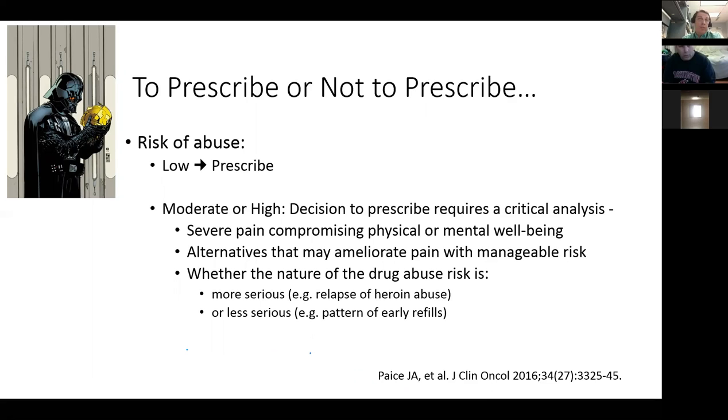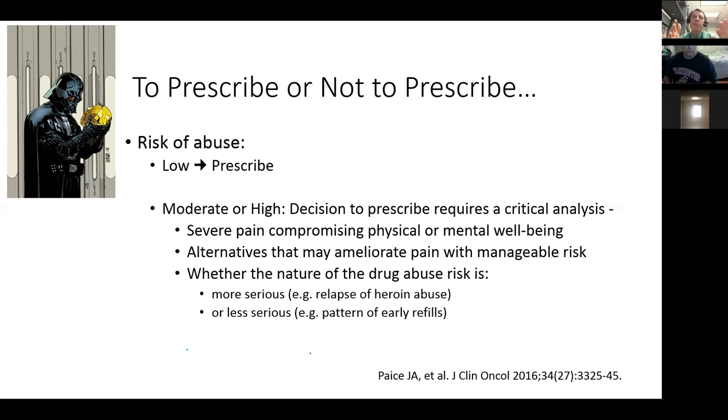One is, is the severe pain compromising their physical or mental well-being? Is it having such an important impact on their activities of daily living, their ability to get to their treatment, the potential for making their depression or anxiety worse? Then the risk versus benefit is probably outweighed by using the opioid. But we certainly want to look, whenever possible, at whether there are other alternatives that may help with the pain and provide manageable risk other than just using opioids.